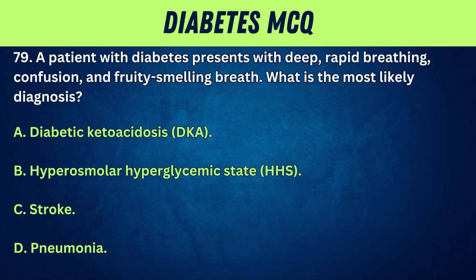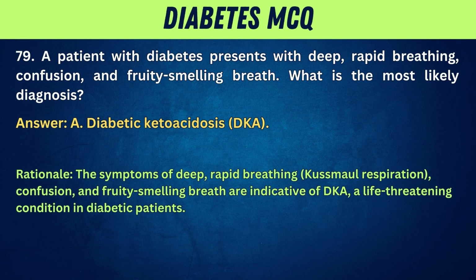79. A patient with diabetes presents with deep, rapid breathing, confusion, and fruity smelling breath. What is the most likely diagnosis? A. Diabetic ketoacidosis, DKA. B. Hyperosmolar hyperglycemic state, HHS. C. Stroke. D. Pneumonia. Answer: A. Diabetic ketoacidosis, DKA. Rationale: the symptoms of deep, rapid breathing, Kussmaul respiration, confusion, and fruity-smelling breath are indicative of DKA, a life-threatening condition in diabetic patients.